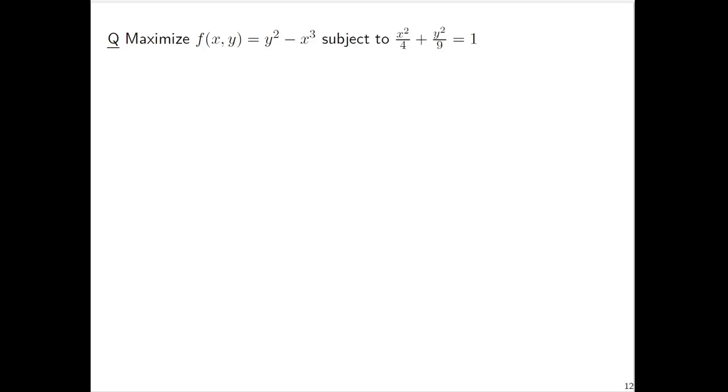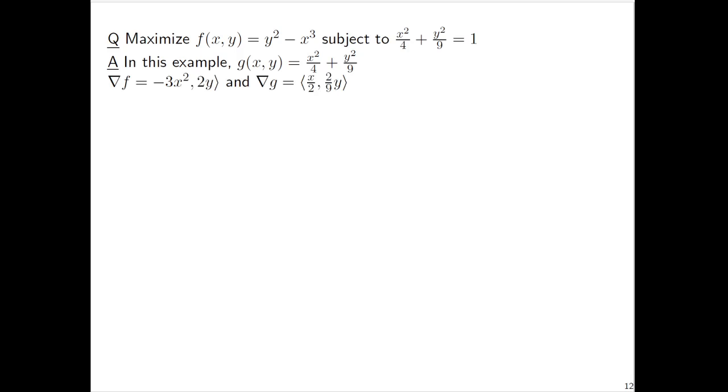So let's try this. Maximize f of x comma y equals y squared minus x cubed, subject to x squared over 4 plus y squared over 9 is equal to 1. So in this example, the g function is, we were supposed to have g is equal to a constant. So that constant is 1. So g of x comma y, we have to build to be x to the second over 4 plus y to the second over 9.